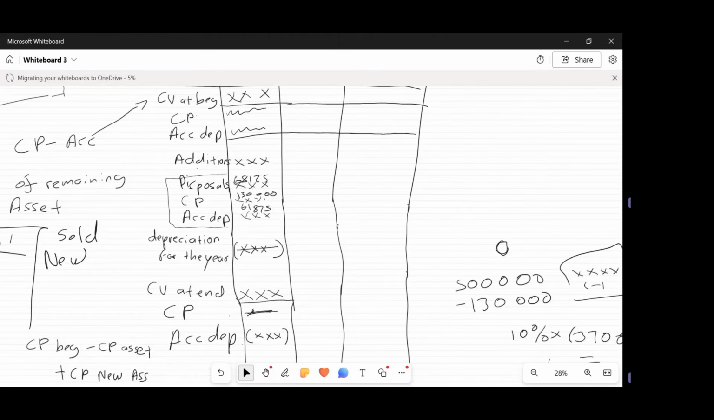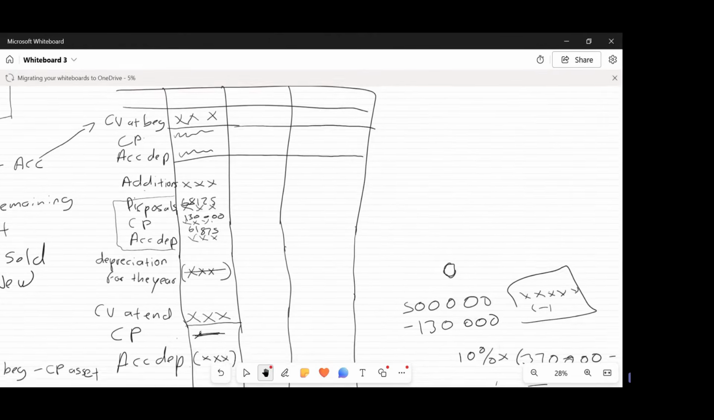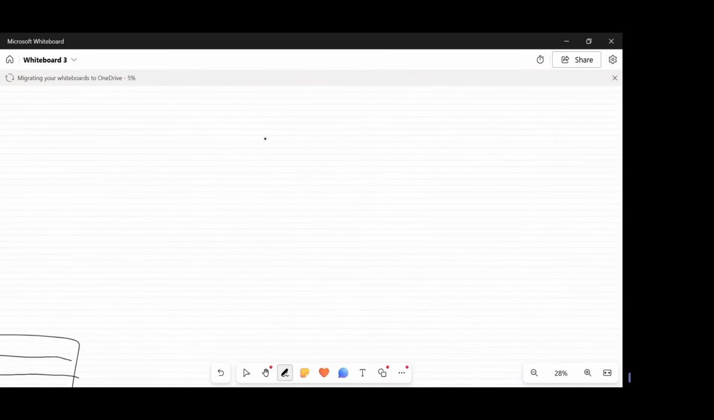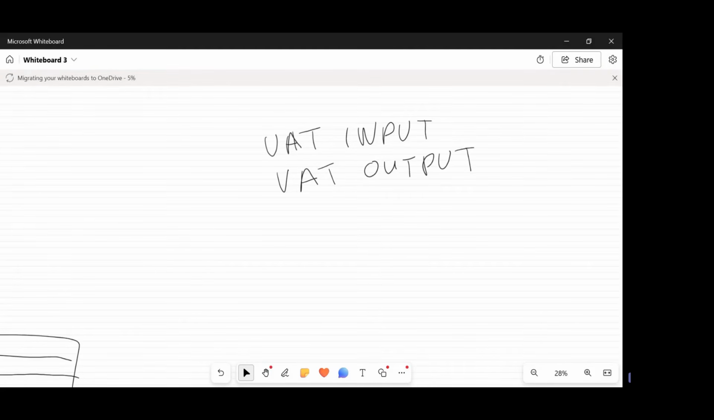Okay. So when it comes to VAT, we have two types of VAT: VAT input and VAT output. But I don't think they'll ask you this question since it was also on your assessments, but we can go through it. So we can start off with VAT output, which is a credit balance. So your balance at the beginning will be on the credit side.